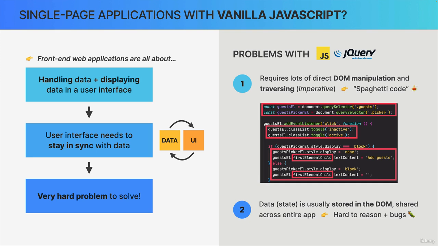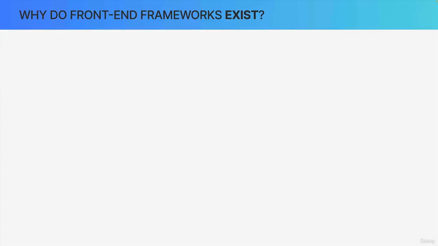Now, of course, you could try to solve these problems on your own, but then you will just end up creating your own framework, which will most likely be way worse than all the well-established frameworks that already exist. So at this point, you might as well just use a battle-tested framework like React. Alright, so now that we know why it's so hard to write a single-page app with just JavaScript, we can answer the fundamental question that we asked in the beginning. So, why do front-end frameworks actually exist?